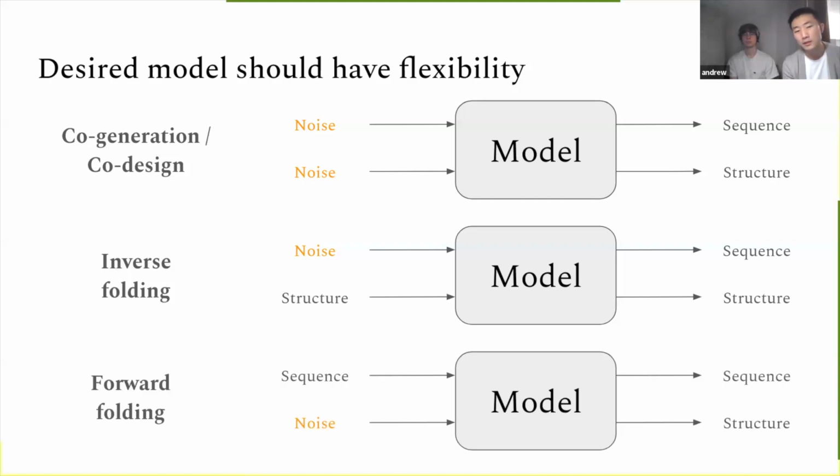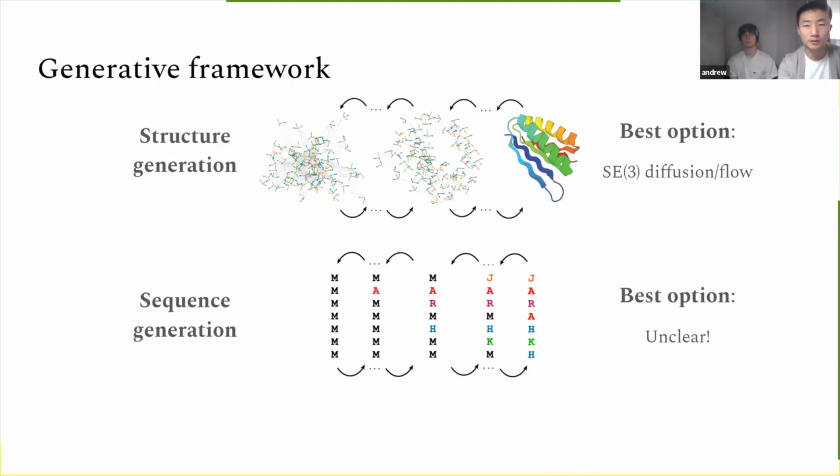The third paradigm that we're going to talk about is called forward folding, where you know the sequence that you want and you want to predict or generate the structure for that. You can also do just sequence or just structure generation with this as well, but that isn't as useful in many contexts. So these are the three paradigms that we want the model to be able to do.